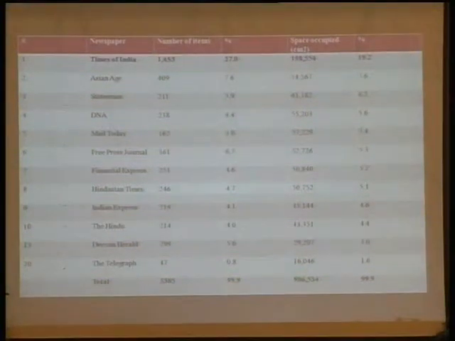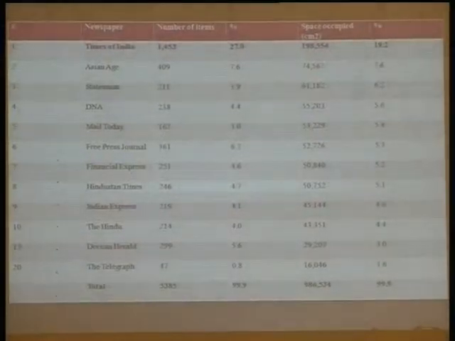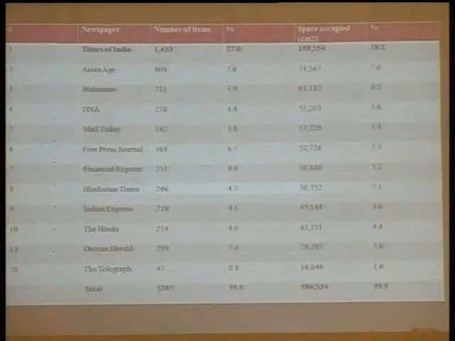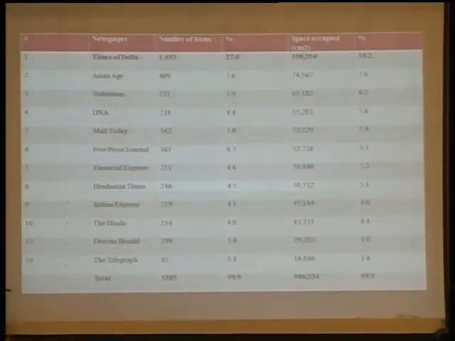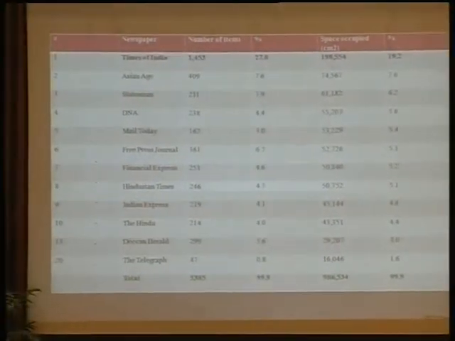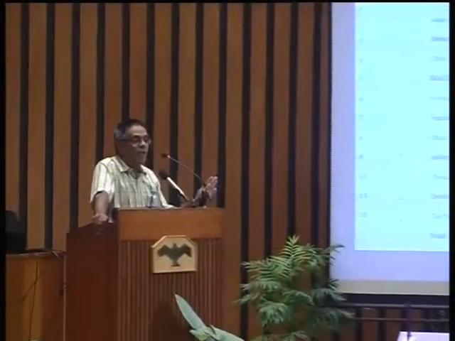Times of India had something like 1,450 articles. That's about 1.6 articles per day. But the problem here is that most of these stories are from foreign agencies or syndicated articles. Another thing is that most of these stories are also used as filler stories. Nobody is looking at the content. It's not that they have chosen that story and gone into it.